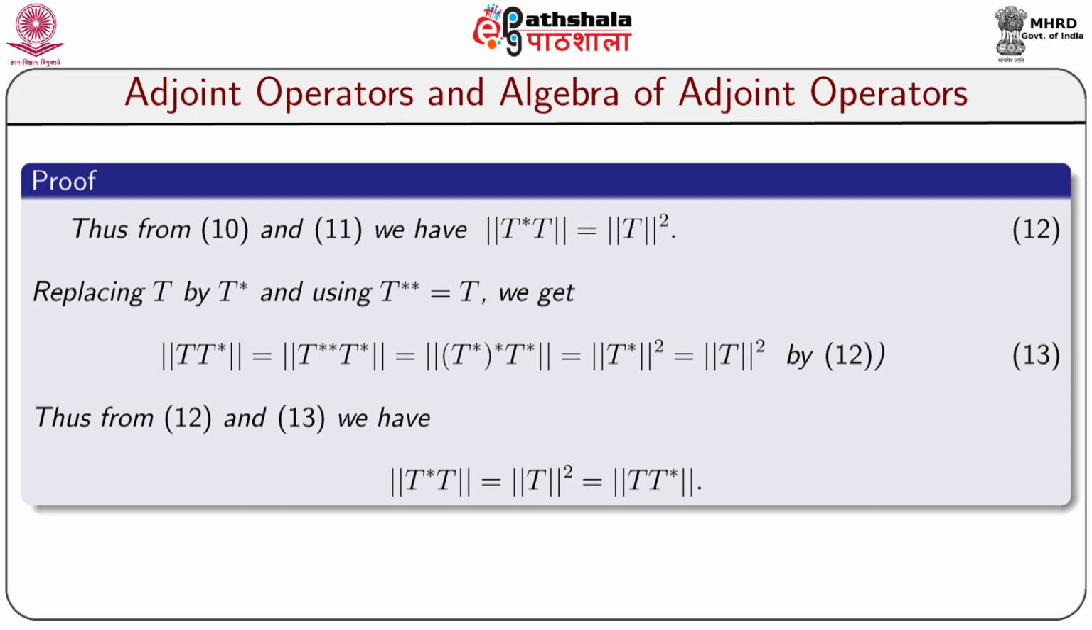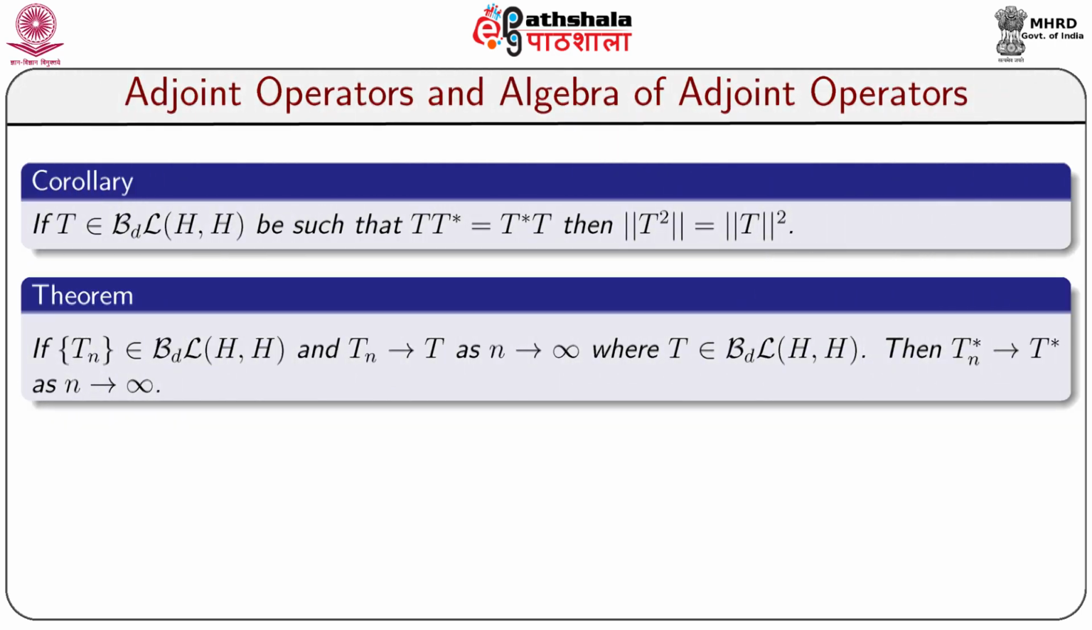Thus, from equation number 12 and equation number 13, we have norm T star T equal to norm T square, which is equal to norm T star. In this connection, we get the following corollary: if T is a bounded linear operator from H to H such that T star equal to T star T, then norm T star equal to norm T square.